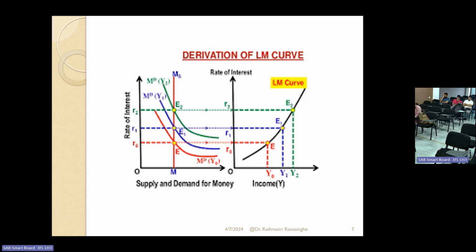Starting from the initial situation, at the initial interest rate, the money stock and initial income level, from that you can hypothesize, right? If there is a rise in the income, what happened to the interest rate? What happened to the money market? Based on that, you can derive the fact.